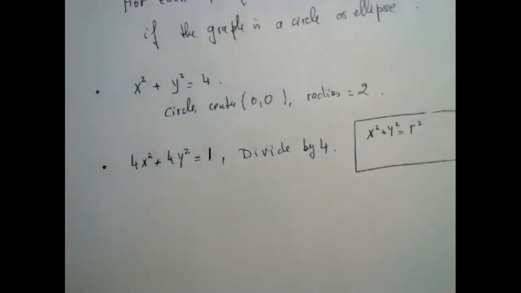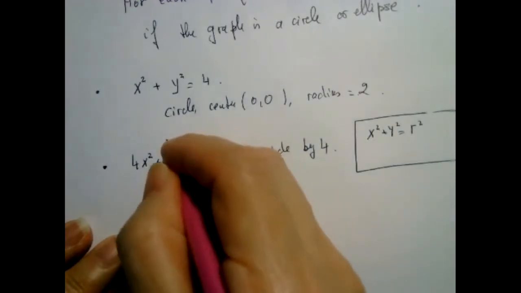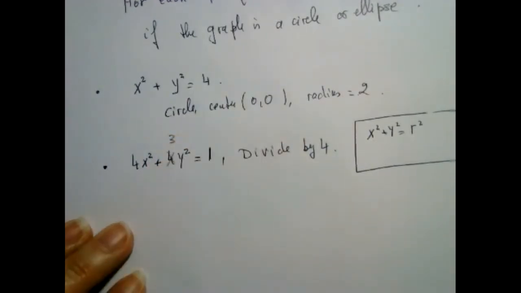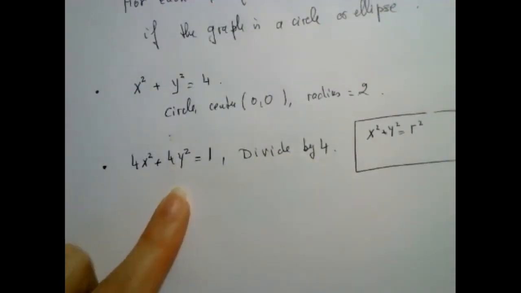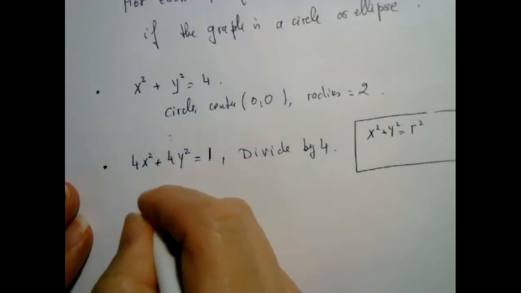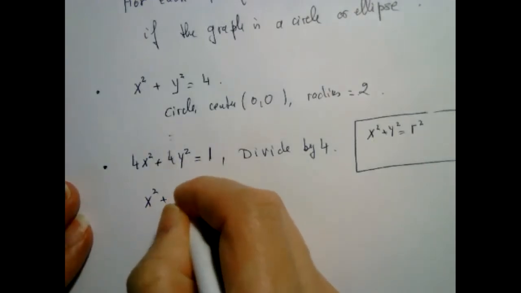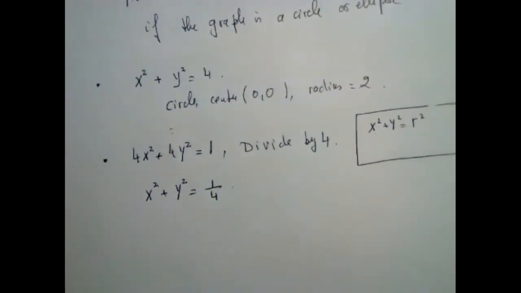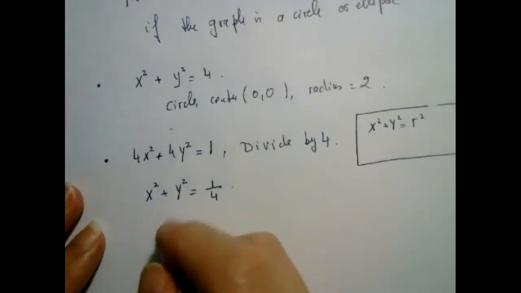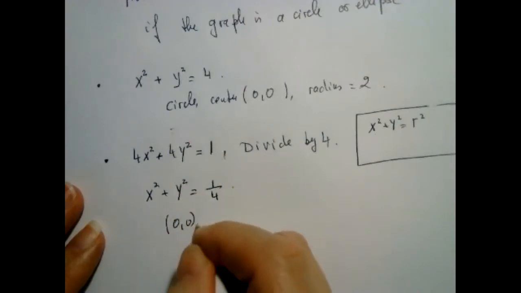So it's not a circle because there is no A and B, because I can play a game and put here a 3, for example. There is no A and B, but this will not be a circle. It's a circle because I have 4 and 4. 4x squared, 4y squared. So I divide by 4 across, and I will have x squared plus y squared equal 1 over 4. Now I have an honest to goodness circle, center at the origin.